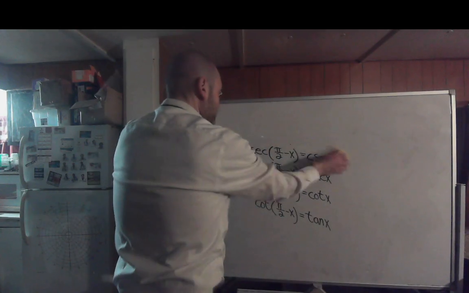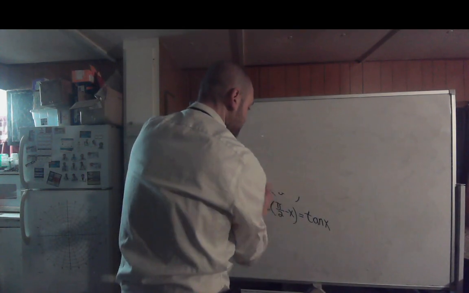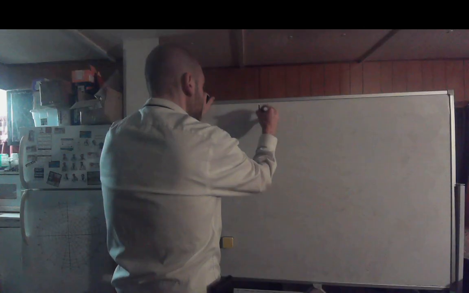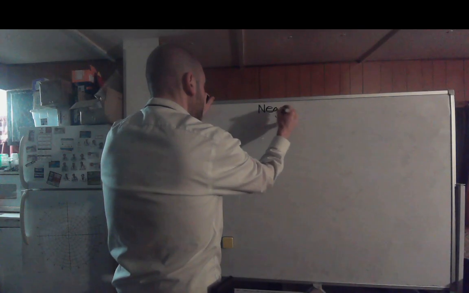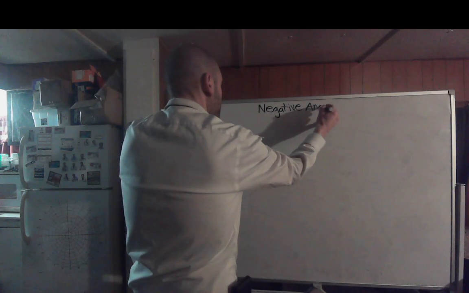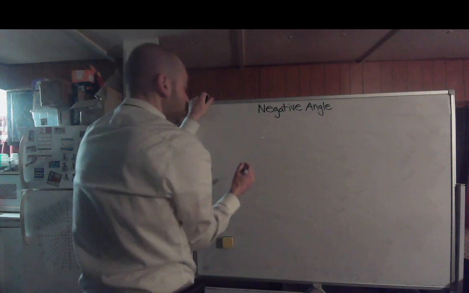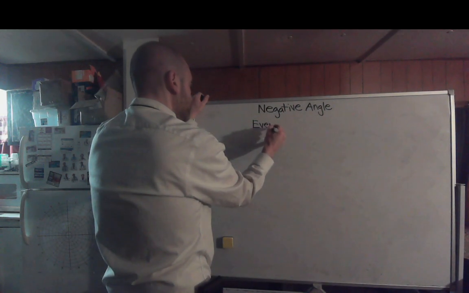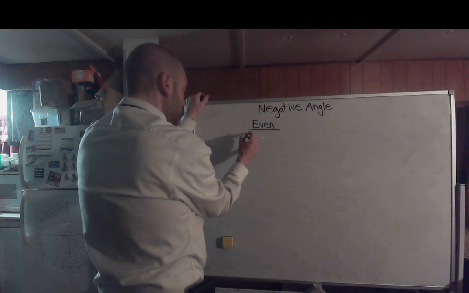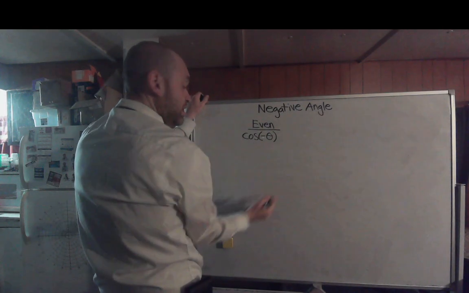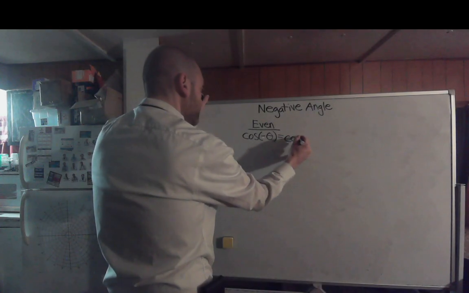And then we have the last identities to give you for today before we go into working some of these out and simplifying: negative angle identities. So we have negative angle identities. We have 2 of the 6 functions that are even. So if you have the cosine of negative theta, it just becomes the cosine of theta.